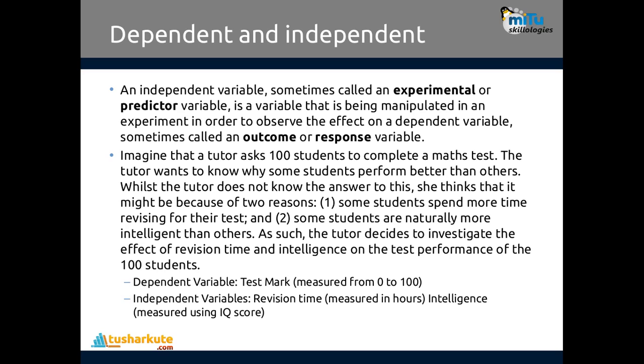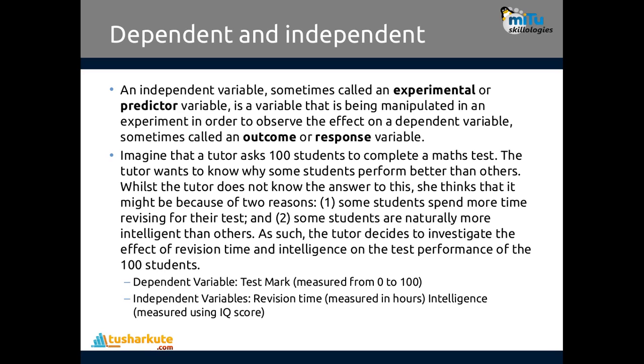Let's take an example. Imagine that a tutor asks 100 students to complete a maths test. The tutor wants to know why some students perform better than others. Whilst the tutor does not know the answer to this, she thinks that it might be because of two reasons. The first reason is that some students spend more time revising for their test. The second reason is that some students are naturally more intelligent than others. It means that their marks are dependent upon two things. The tutor decides to investigate the effect of revision time and intelligence score on their performance.